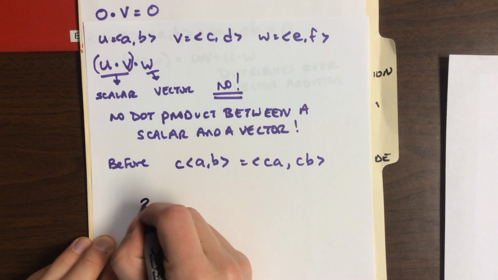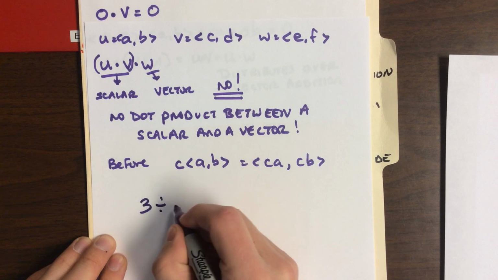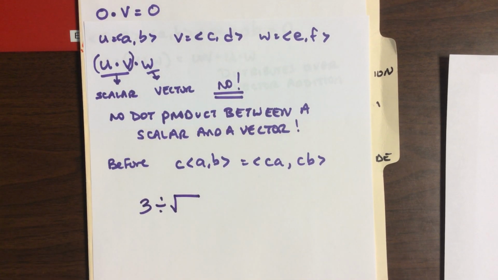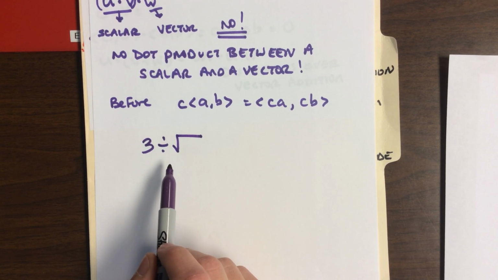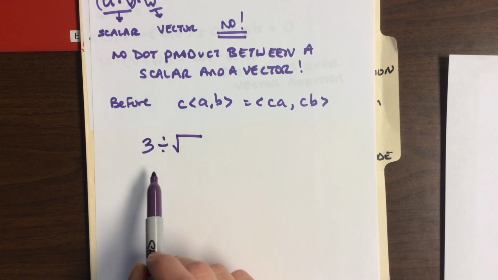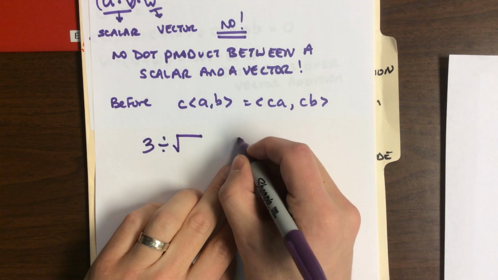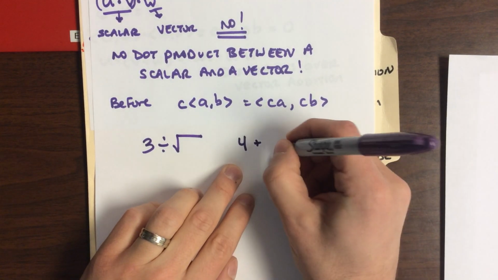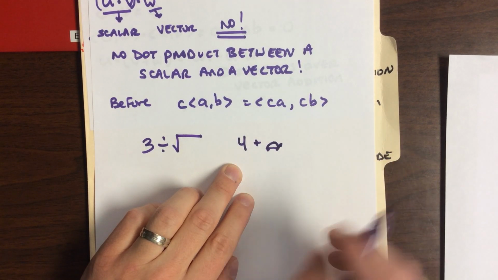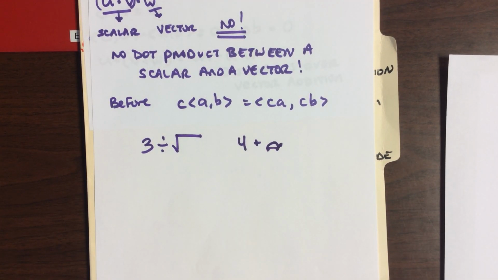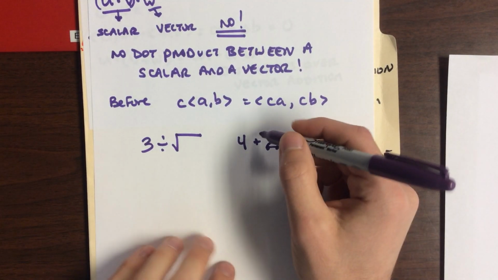It's like taking 3 divided by square root. What if I give you 3 divided by square root? No. That's nonsense. How about if we do 4 plus turtle? No, that would be 4 times turtle. That's multiplication, scalar multiplication. But if we do 4 plus, it doesn't make sense. So you can't do that.